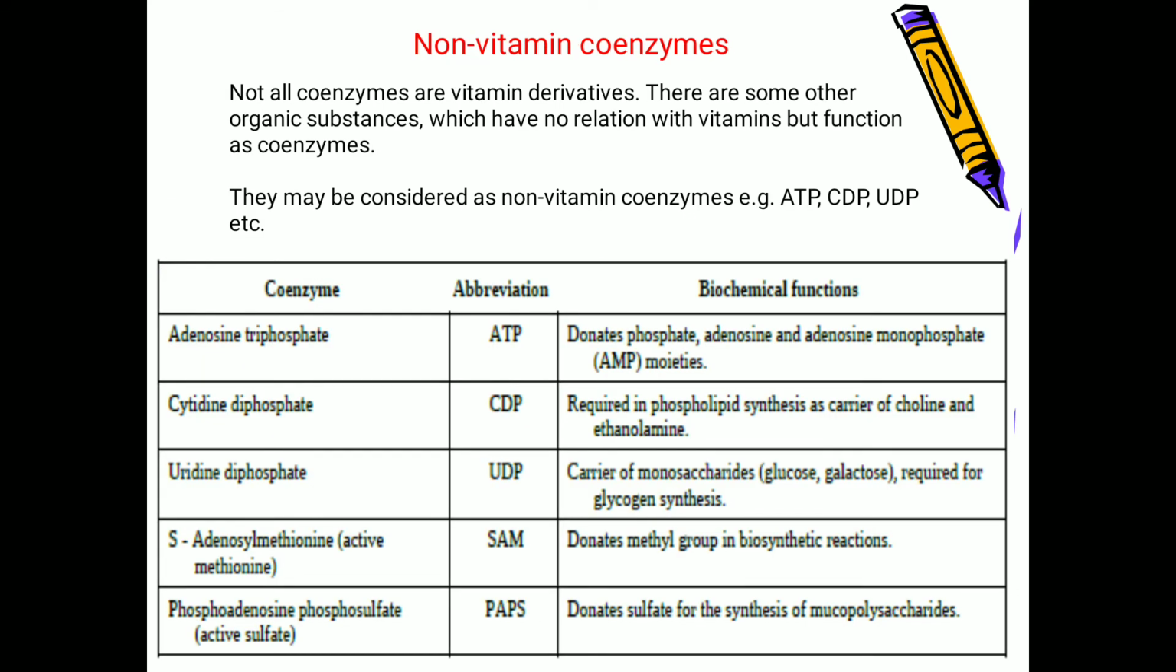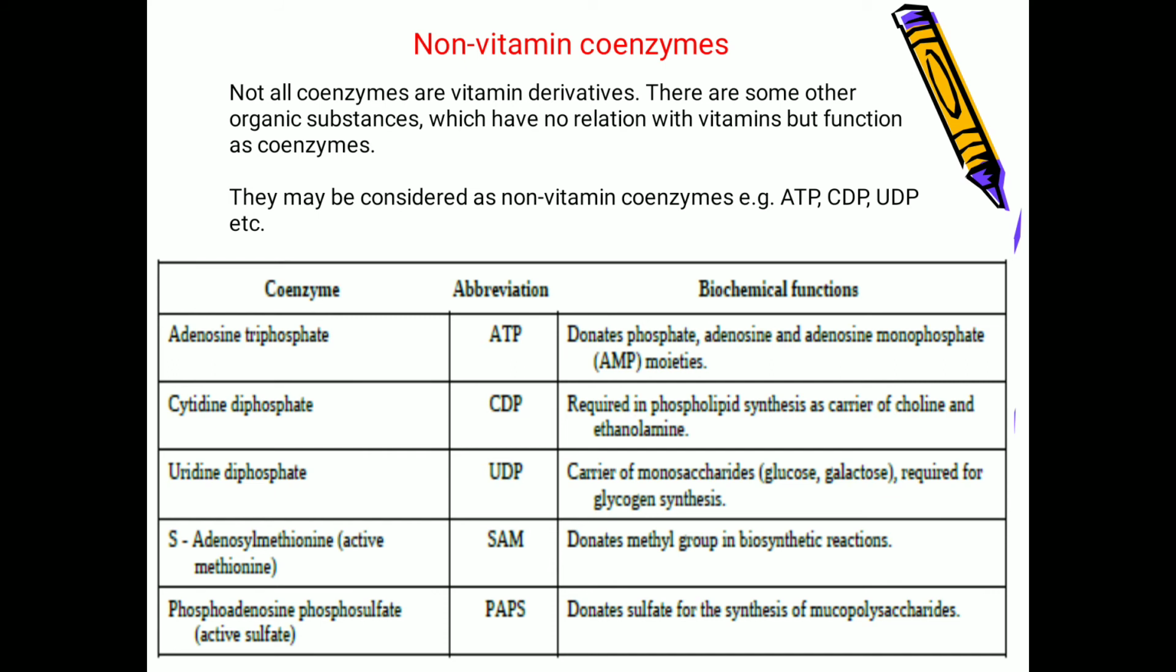And there are non-vitamin coenzymes also. Up to now we have discussed the B complex vitamins which act as coenzymes. There are some coenzymes which are non-vitamin in nature. Not all coenzymes are vitamin derivatives. There are some other organic substances which have no relation with the vitamins but function as coenzymes. They may be considered as non-vitamin coenzymes. Examples are ATP, CDP, UDP, etc.